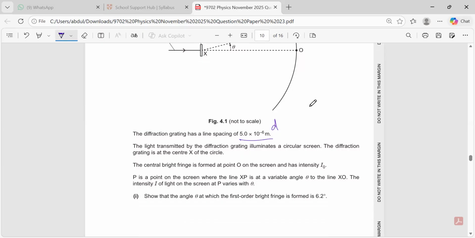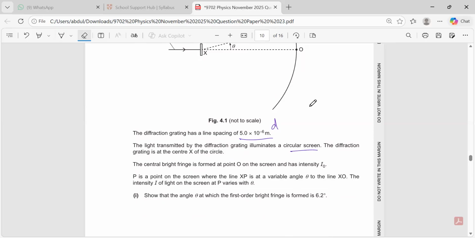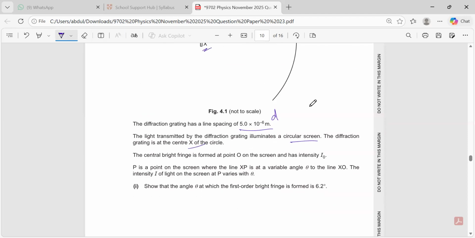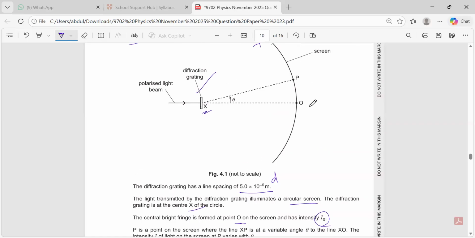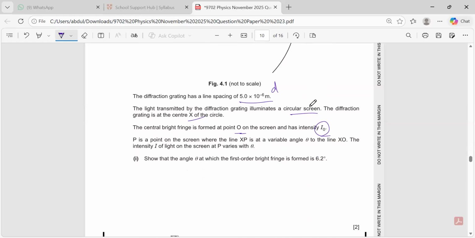Now, the light transmitted by the diffraction grating illuminates a circular screen. You can see the circular screen here, illuminated by the light. The diffraction grating is at the center X of the circle. Then the central bright fringe is formed at point O on the screen and has intensity I naught. So here constructive interference is going on, and the intensity is I naught. Bright fringe, so constructive interference.